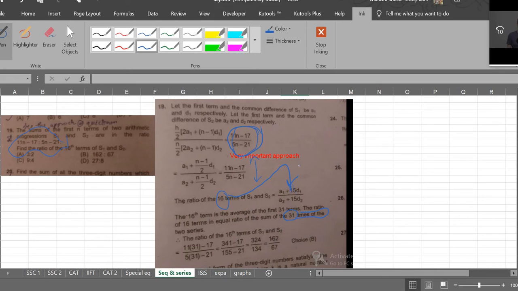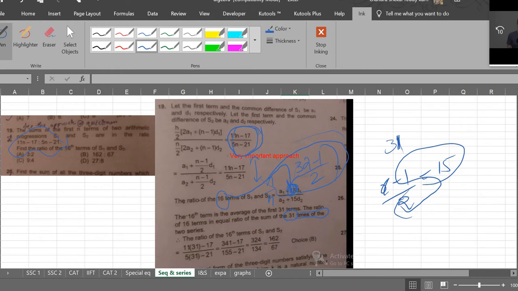By this formula, if it is 32 minus 1 by 2, so this term actually means the sum of 32 terms and the sum of 31 terms, because here it is 15, right? So x minus 1 by 2 is equal to 15. So like this you will get 31. So we substitute 31 in this and we will find the required ratio.